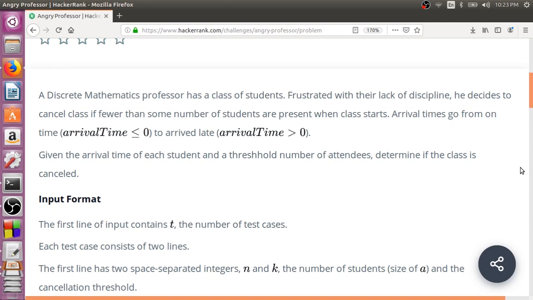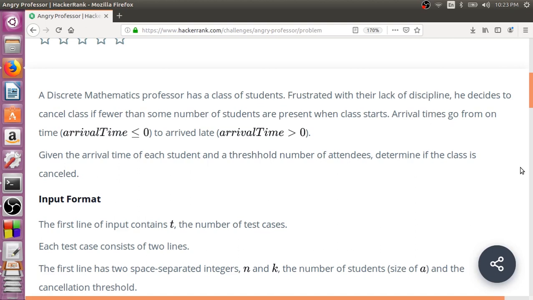Frustrated with the lack of discipline, he decides to cancel class if fewer than some number of students are present when class starts. Basically saying, if you have n number of students, we require some minimum strength to be present at the beginning of the class. If those number of students are not there, then we are going to cancel the class.